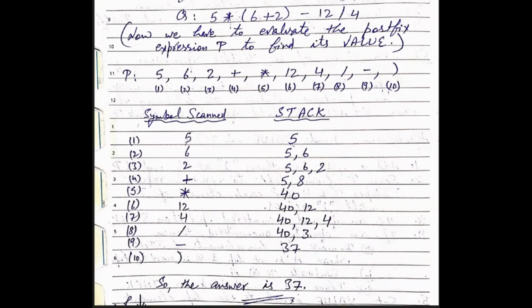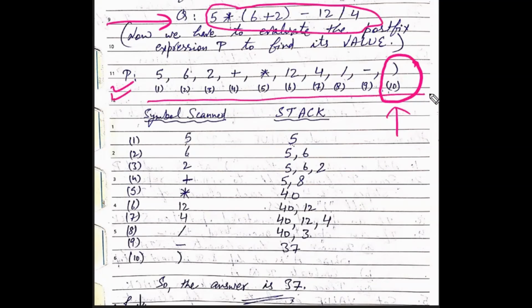The expression which is written as Q here is the infix expression. The expression which is written as P here is the postfix expression. As you know, the first step of the algorithm was to add a right parenthesis at the end of the expression. So this is the 10th element which is added at the end of the postfix expression. So now there are 10 elements in the expression, so 10 steps are required to solve this problem.